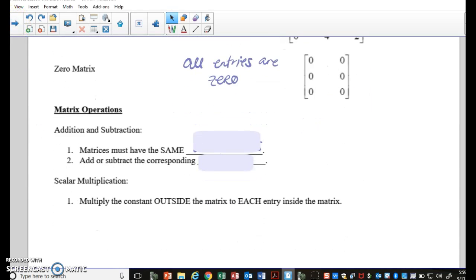Now, today what we're going to go into is matrix operations. We're going to learn how to add and subtract matrices, as well as how to multiply. For addition and subtraction, matrices must have the same dimensions, so the same number of rows and the same number of columns. If they have the same dimensions, then you add or subtract the corresponding entries. So, for example, you would add the second row, second column number to the second row, second column in the second one. Okay, and I'll show you how to do that.